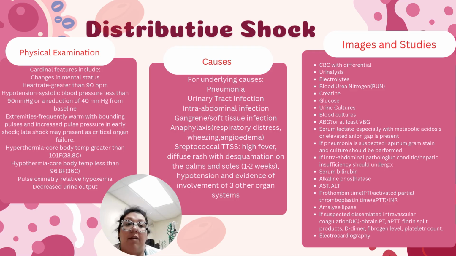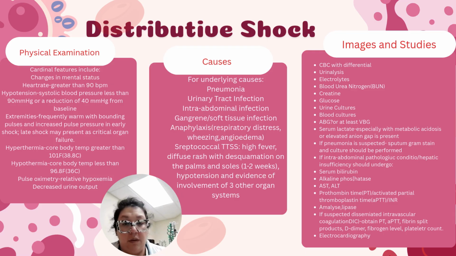If intra-abdominal pathological condition or hepatic insufficiency, they should undergo serum bilirubin, alkaline phosphatase, AST and ALT, prothrombin time, activated partial thromboplastin time, amylase or lipase. If disseminated intravascular coagulation, DIC, is suspected, obtain a PT, aPTT, fibrin split products, D-dimer, fibrinogen levels, platelet count, and electrocardiography.